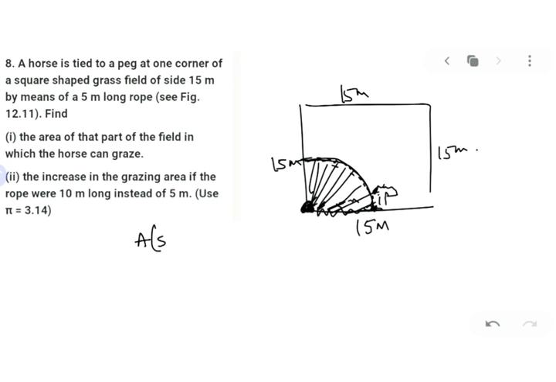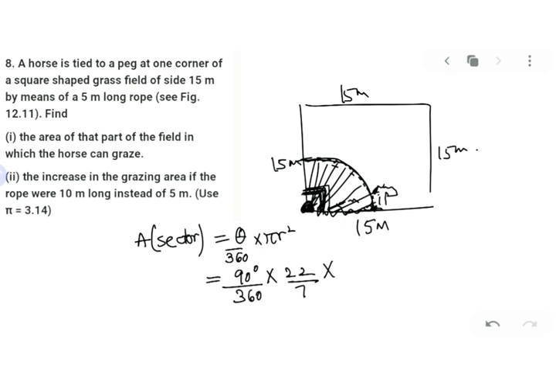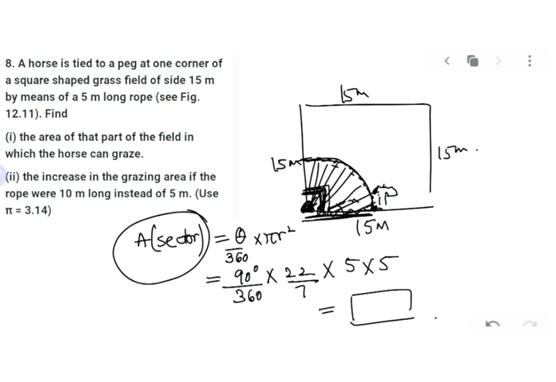How will you find the area of a sector? As I said, area of sector is equal to theta upon 360 into pi r square. Theta will be 90 because each angle of a square is 90 degree. Upon 360, pi you can use 22 upon 7, and radius you will use 5. Don't use 15, because it is the 5 meter rope which is used by the horse to graze. So 5 meters is its maximum range. So 5 meter will be your radius. So you have to find the area. This will be the sector area which will be grazed by the horse.